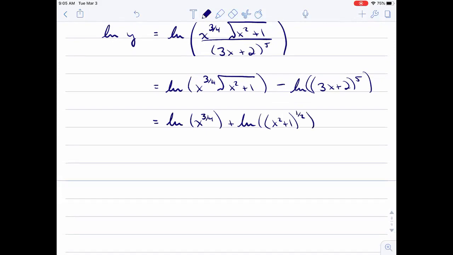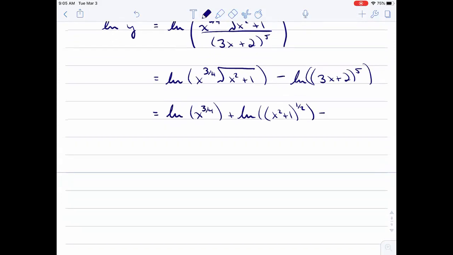Because remember, the property of logs is that we can bring that power down in front. And so that's what's really useful about logs. And so that's why I wanted to rewrite that root as a power of 1/2 instead. Minus the log of 3x plus 2 to the power of 5.